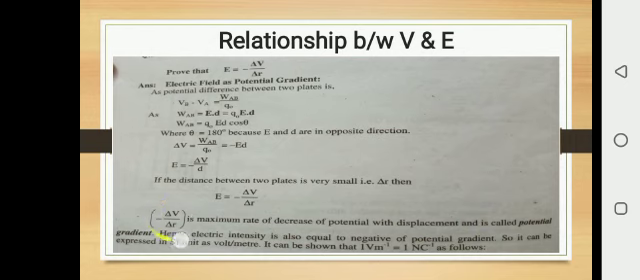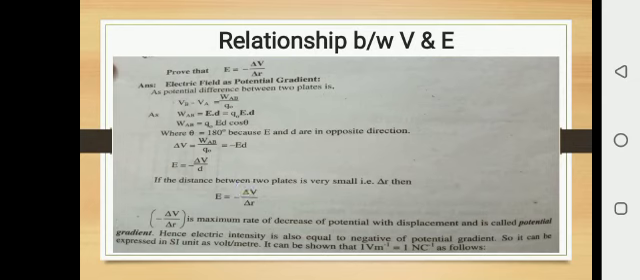This minus delta V over delta R is the maximum rate of decrease of potential with displacement and is called potential gradient with displacement when the charge moves in the upward direction. So this is known as potential gradient. Electric intensity is also equal to the negative of potential gradient. This is negative. Electric intensity is equal to this delta V over delta R. Its name is potential gradient, and it is the maximum rate of decrease of potential with displacement. So we can say electric intensity is equal to the negative of potential gradient.